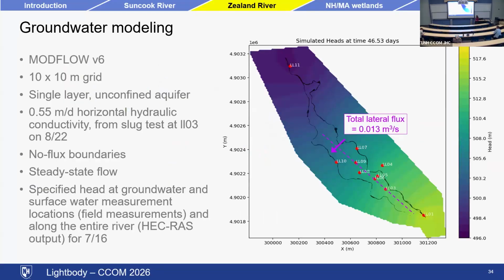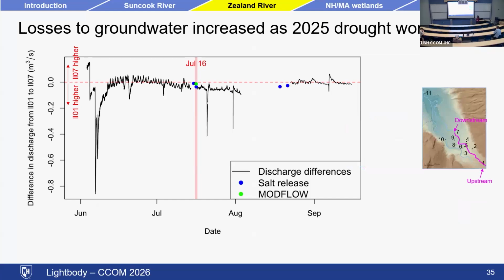We can compare that to what we get from a groundwater model of the system. The total lateral flux that we predict from that model was 0.013, which is a little bit less than we observed stream losing. So this is trying to show that here. What we measured with the salt release was shown as that blue dot. The green dot is showing us what we got for groundwater, and that's a little bit less, but it makes sense that the stream might have been losing both to the left and to the right, whereas with our model, we were only picking up flow that was going to the left in one direction.